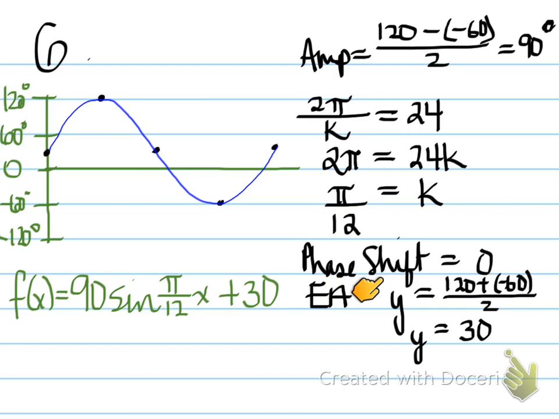There's no horizontal phase shift, and it is the normal sign and not the flip over version, so there's no negative. And finally, the equation of the axis is a max plus the min divided by 2. You can figure out all the information you need to find the equation of the graph.